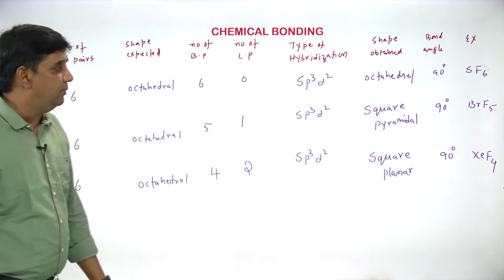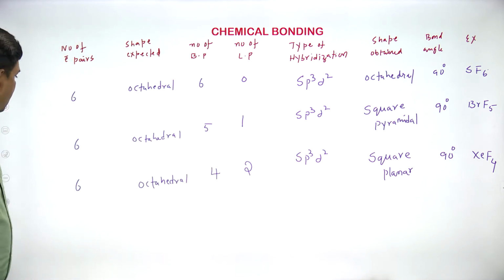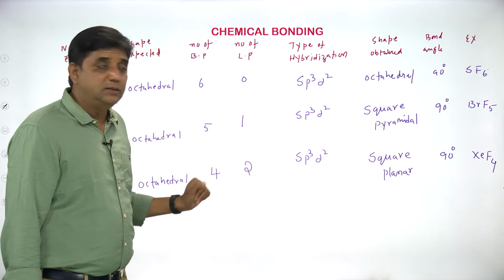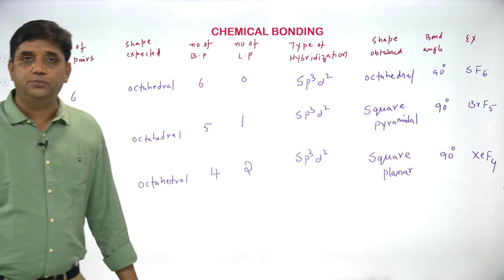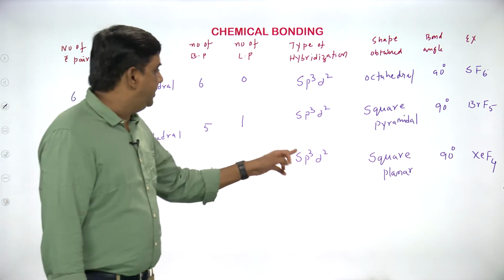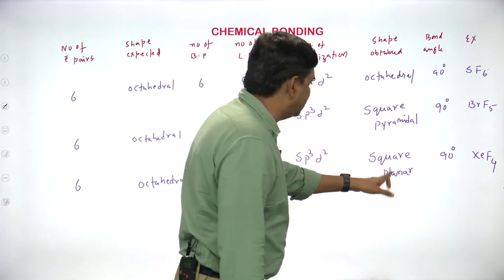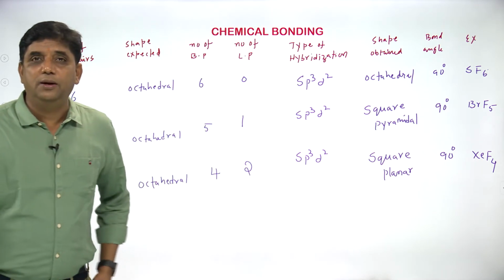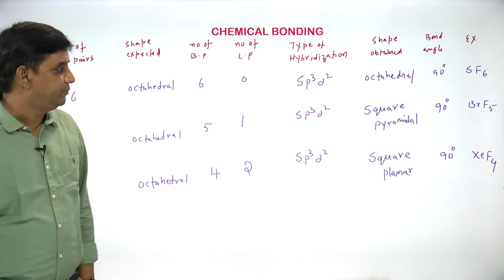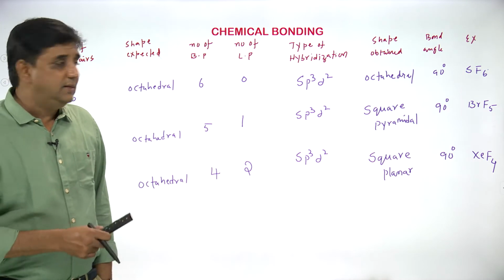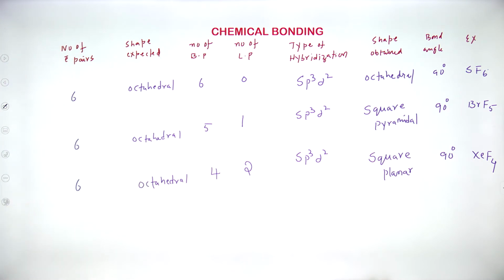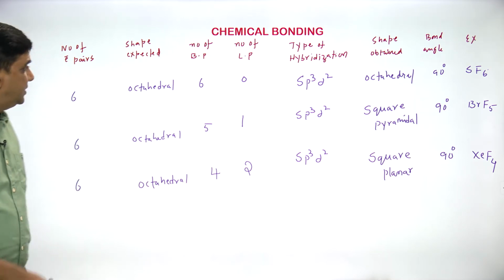The example is bromine pentafluoride. And the number of electron pairs is 6, the shape expected is octahedral, the number of bond pairs is 4 and the number of lone pairs is 2. So therefore hybridization is sp3d2 and the shape is square planar. The example is xenon tetrafluoride. And this is with respect to the compounds that contain 6 electron pairs.